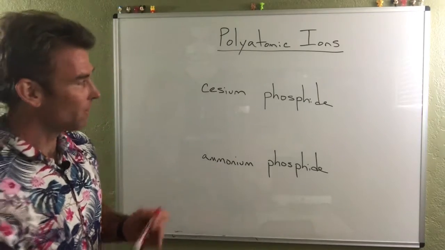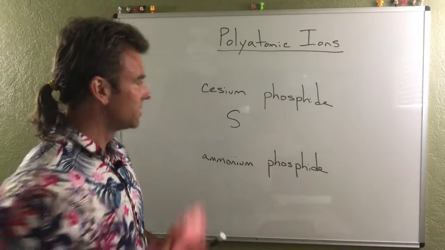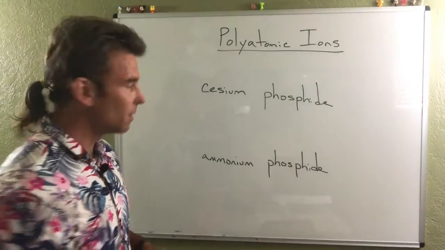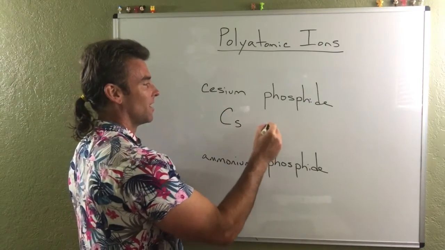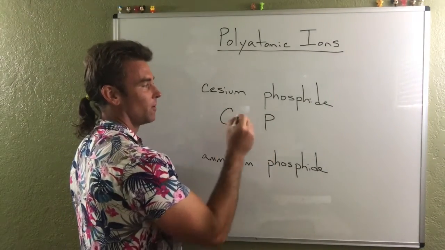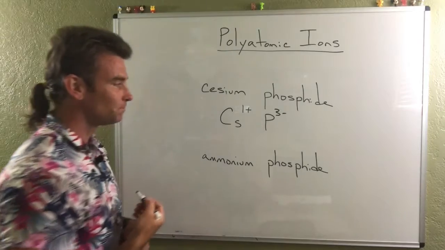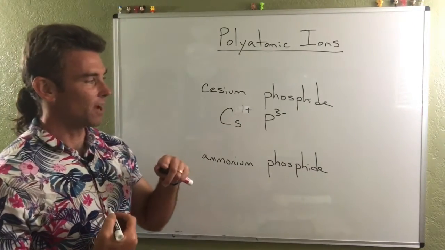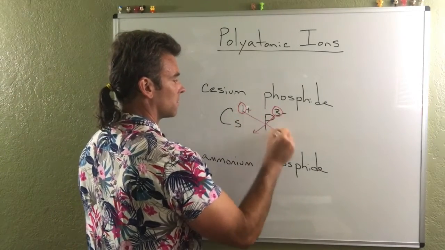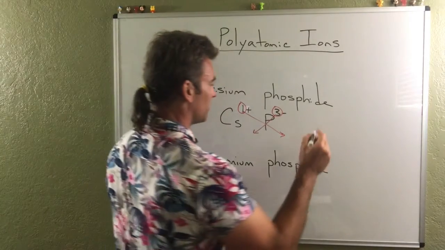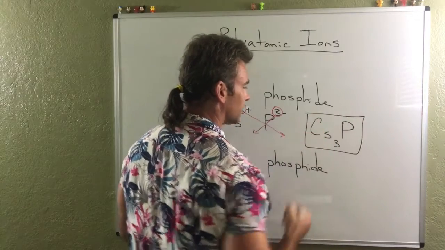So how do we handle this? Well, cesium phosphide, you're going to go through the same exact process that we've done a billion times. A billion by what I mean is 3. So we do a cesium and a phosphorus. We figure out what the charge is. I'm sorry I'm going a little fast here, but I don't want to waste any more of your time. We've got a 1+ charge and a 3- charge. We do a Crossy trick. We end up with a formula that takes 3 cesiums and 1 phosphorus.